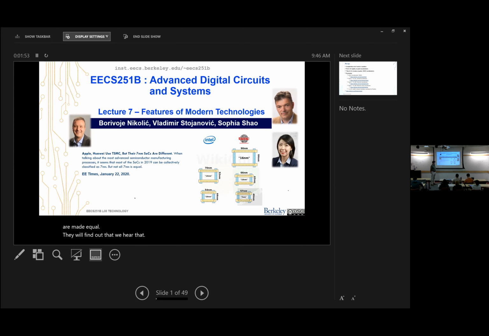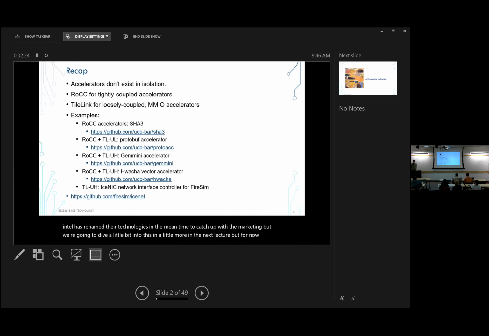You will find out over here that features in TSMC 16 nanometer, 10 nanometer, and 7 nanometer nodes are a little bit larger than corresponding ones in what used to be called Intel's 10 nanometers. Intel has renamed their technologies in the meantime to catch up with the marketing, but we're going to dive a little bit into this and a little more in the next lecture. But for now, I would like to go through how these modern technologies look from about 20 nanometers till today.